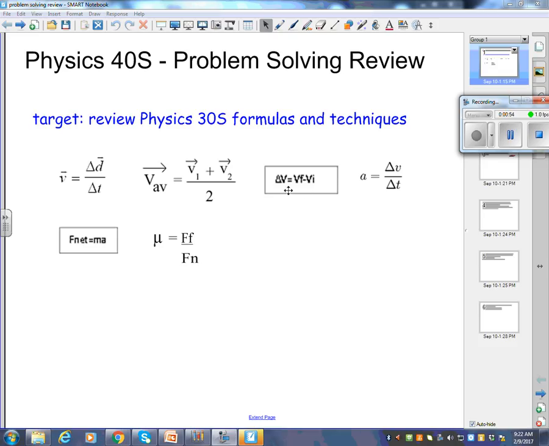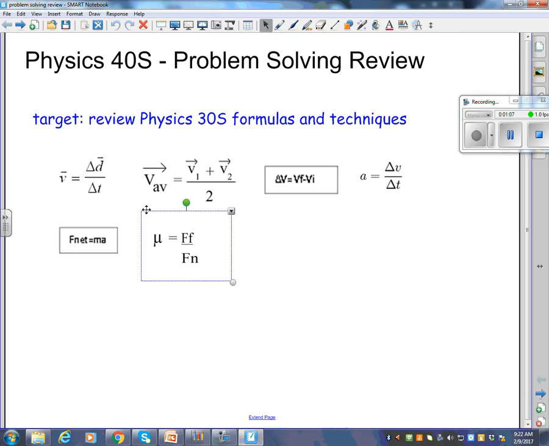Delta v is equal to vf minus vi, and I apologize for some of the quality of those. I was sort of cutting and pasting from other places. a equals delta v over delta t. F net equals ma, and do you remember this one? Remember what that funny looking thing is, Austin? The weird looking u with the tail? Don't remember that? It's been a while, eh?